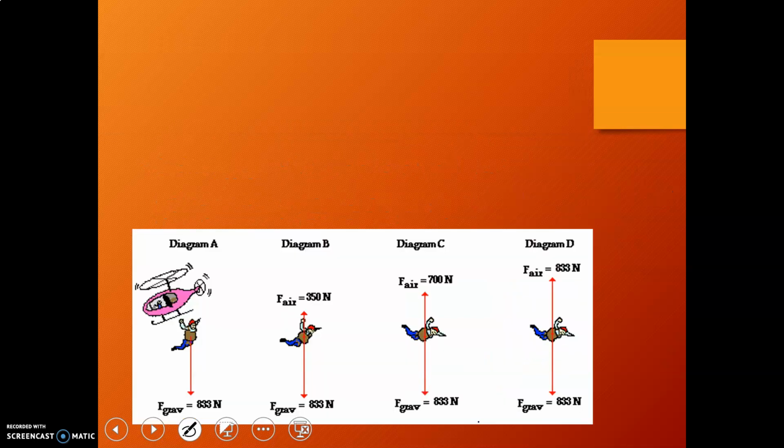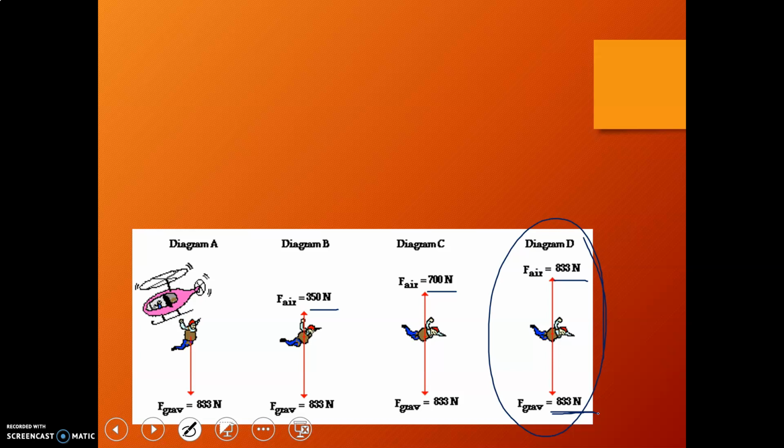So let's talk about each type of force that we're going to be drawing on free body diagrams. The first one, let's talk about air resistance. As you can see in this diagram, you have a person jumping out of a helicopter, and as he falls, you can see that the force of air resistance continues to grow. It goes from 350 to 700 to 833, where eventually it does match the force of gravity. They're both 833.